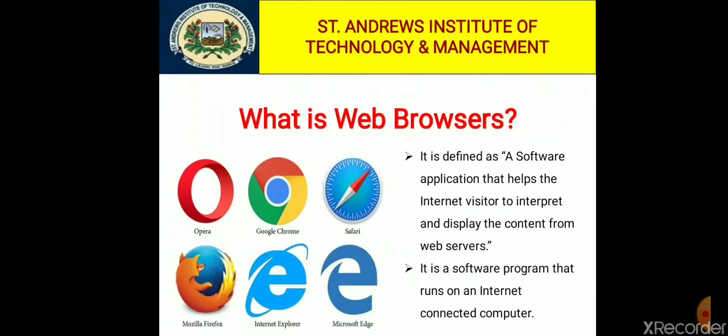All information is available on the World Wide Web. So if we want to access any information, we use web browser. So it is a software program that runs on an internet connected computer. When a user requests a particular website like Facebook, then the web browser retrieves the necessary content from a web server and then displays the resulting web page on the user's device.